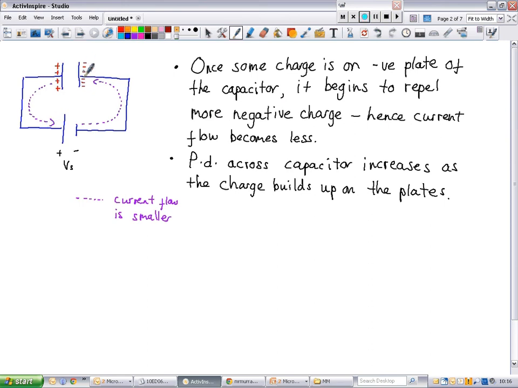But because we've got more charge here, more negative charges here, more positive charges here, we've got more charge across the capacitor, which means that we've got more voltage across the capacitor. One of the first things we looked at was the relationship between charge and voltage in a capacitor, and we realised that they were directly proportional. So if you've got more charge here, then you've got more voltage across there, so we've got a greater potential difference as the charge increases.